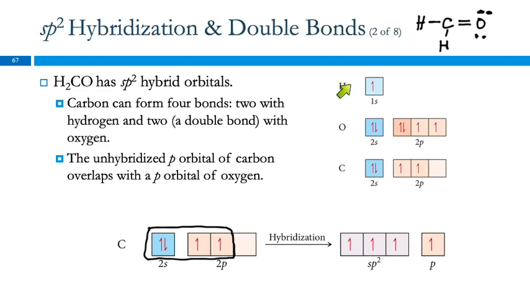So here we have our original atomic orbitals. The carbon is going to hybridize and do this. Here we've got oxygen and hydrogen, and we need to put another hydrogen in here. Stick it over here.